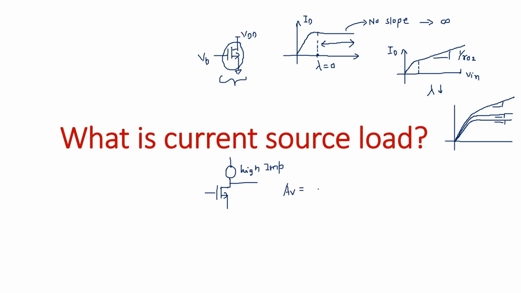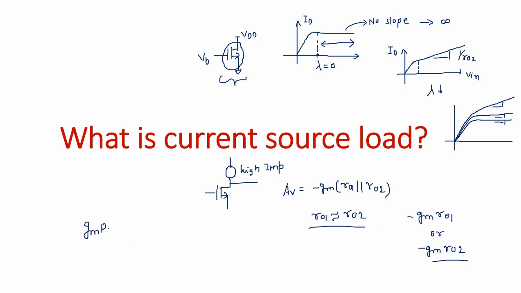So due to this, we'll get a good amount of gain. R naught 1 parallel with R naught 2. So if this R naught 1 and R naught 2 are almost equal, then we have very large gain. This is about 2 minus GM R naught 1 or minus GM R naught 2, because R naught 1 and R naught 2 are almost similar but large value. So this value is very much greater than this. So we have achieved one target.